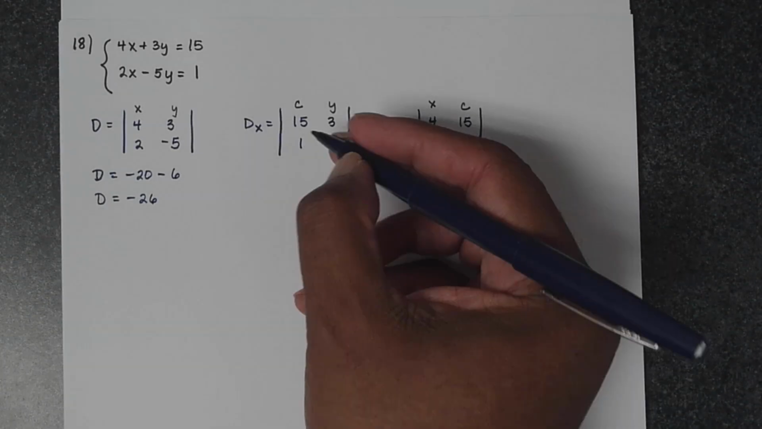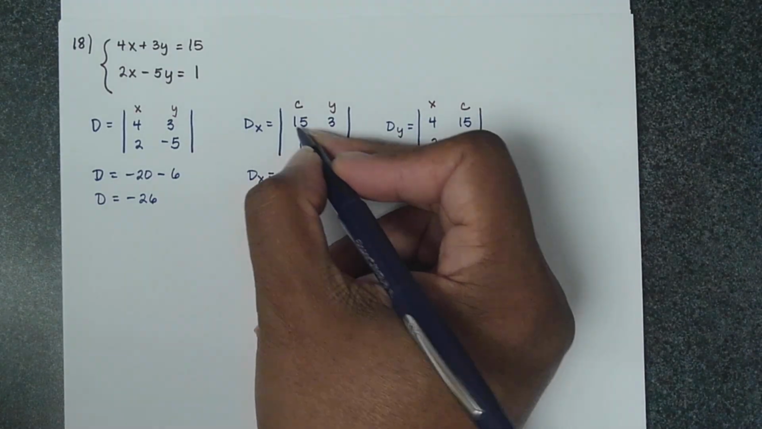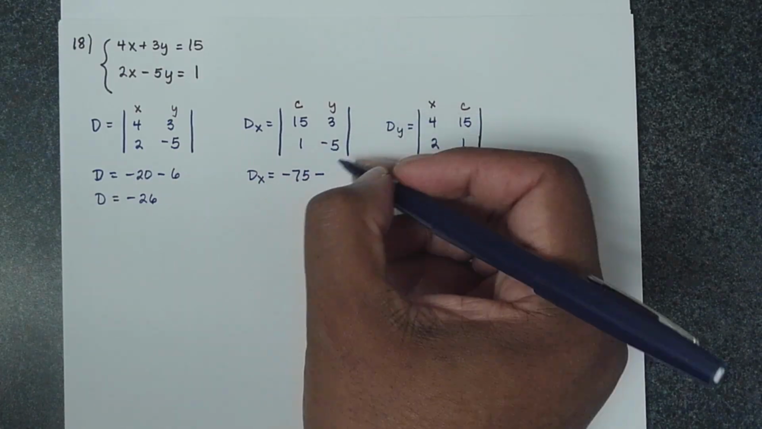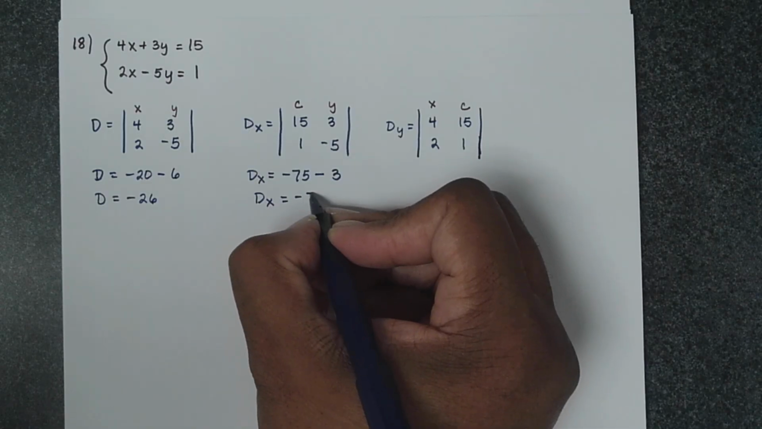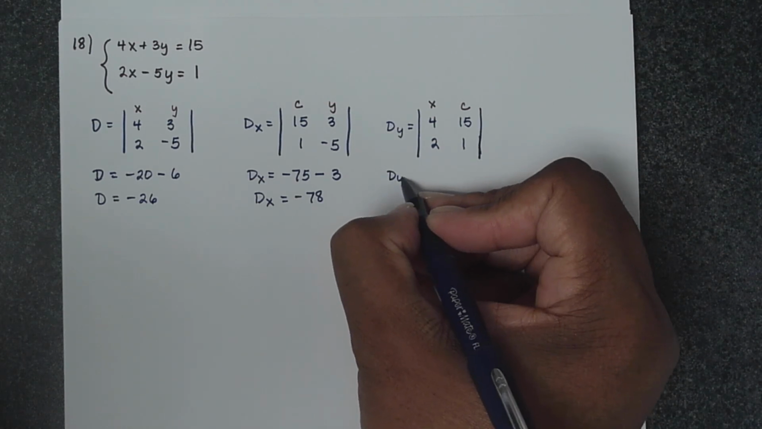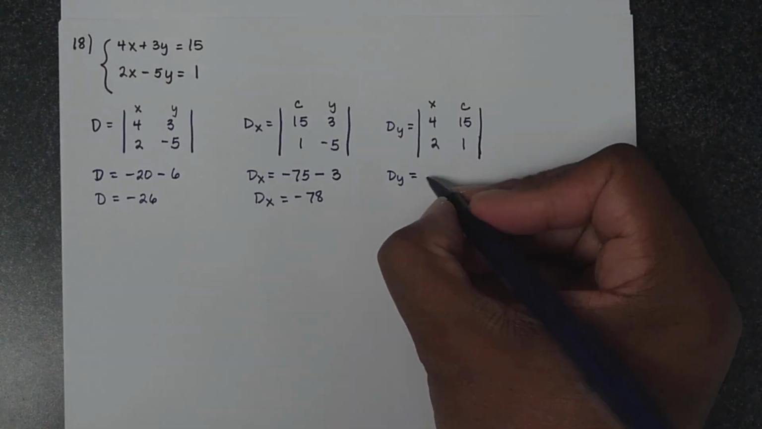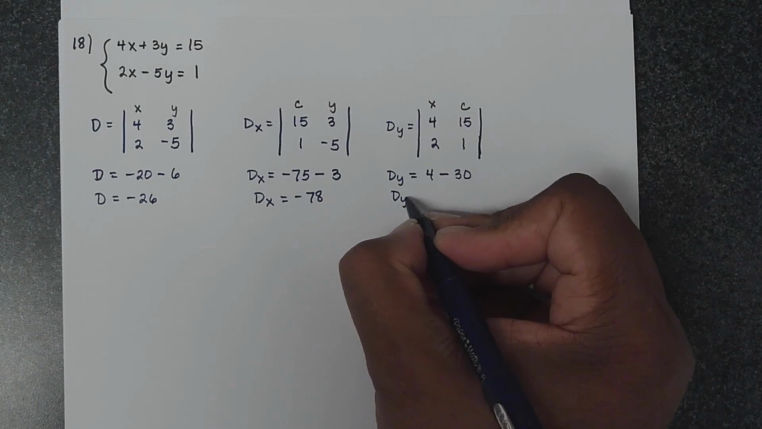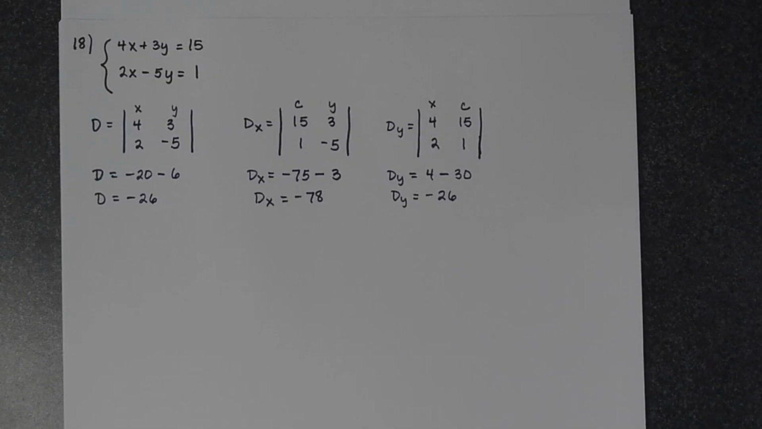And then for the D sub x, I'll write this down. 15 times negative 5, that's negative 75, minus 1 times 3, which is 3. Negative 75 minus 3 will be negative 78. And then for the D sub y, if I do 4 times 1, that's going to be 4, minus 2 times 15, which is 30. 4 minus 30 would be negative 26. So D sub y would be negative 26.